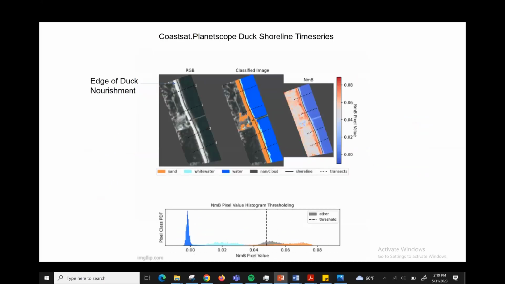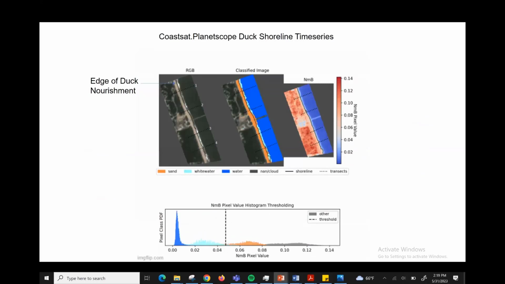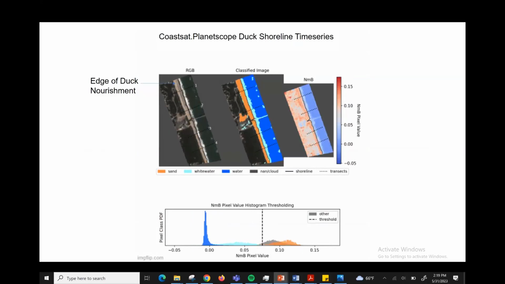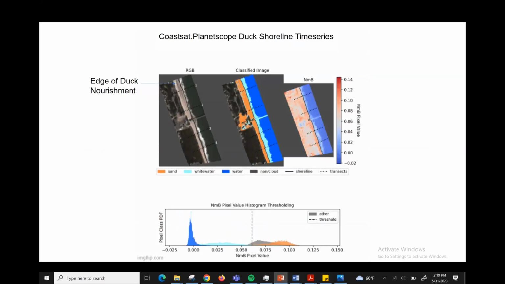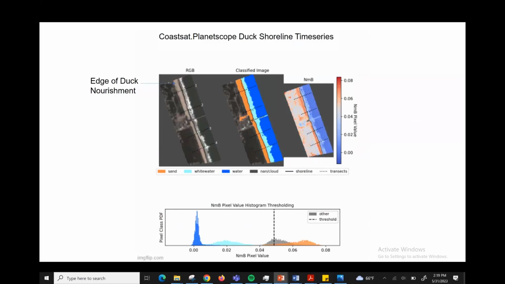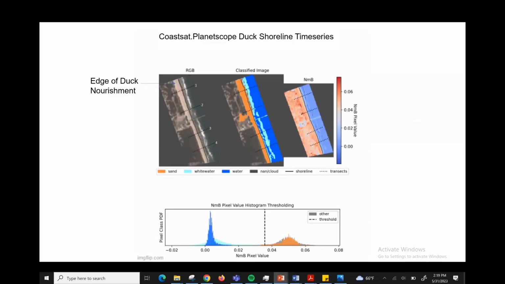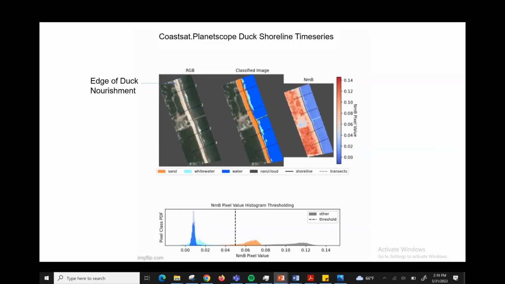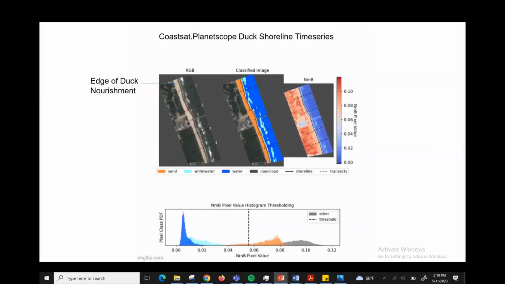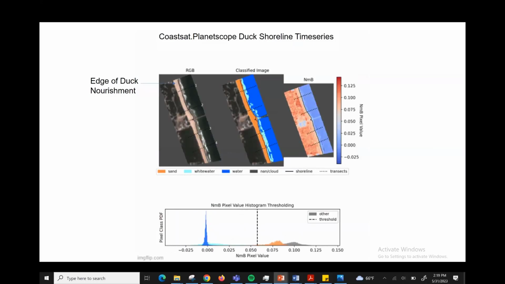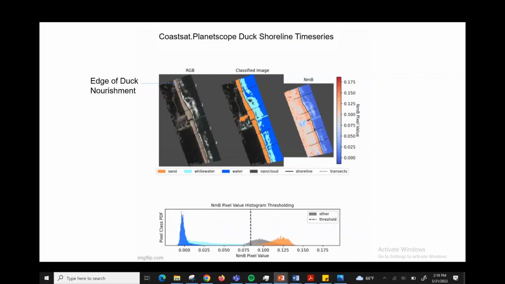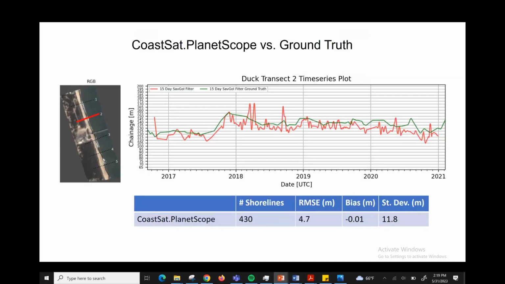So when you run CoastSat PlanetScope, you get an output that looks like this. This is cycling through all of the shorelines that came from the Duck imagery that we have. The first panel is the RGB image that you download from PlanetScope. And then the image in the middle is the classified image that Ian mentioned before, the sand, water, white water, and other land features image. And then the last panel there is a near infrared minus blue band image. So that really helps the algorithm pick out the shoreline, and we can then tidally correct those shorelines and look at them in a time series cross-shore space.